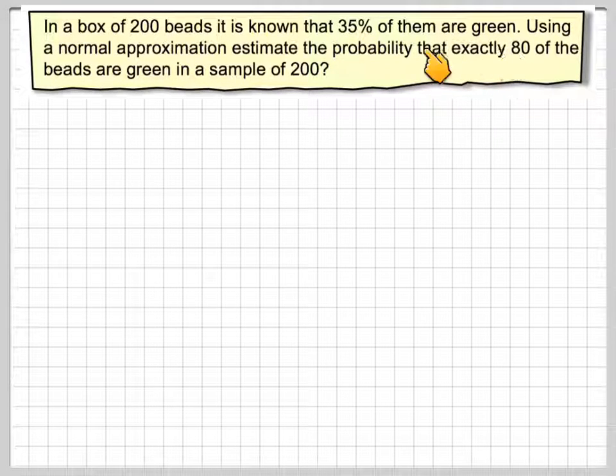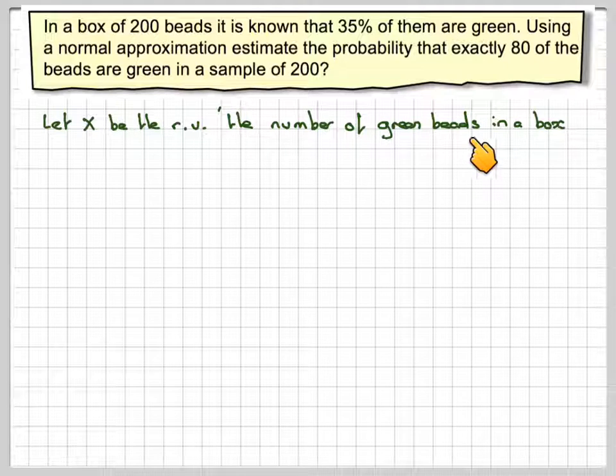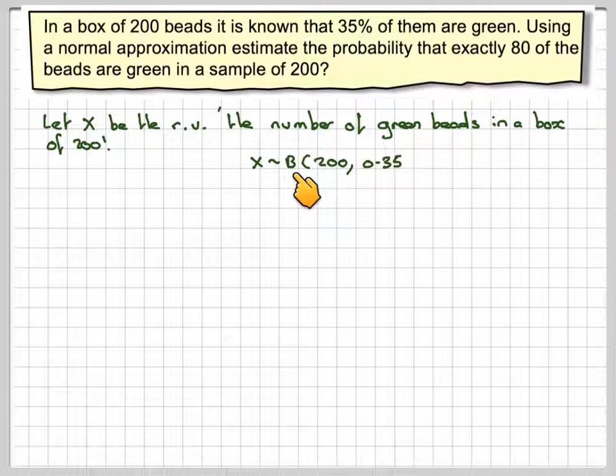Now, a modern day calculator will give you the answer to this directly. However, the question says use a normal approximation, so you have to go through the process of doing that. So we'll define what the variable is. Let X be the random variable, the number of green beans in a box of 200. Then X is binomially distributed, n is 200, and p, the probability of success, is 35%, which we write as 0.35.